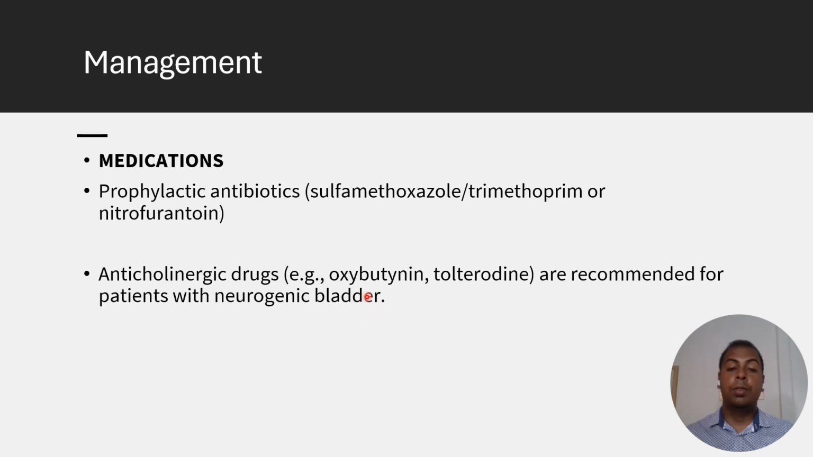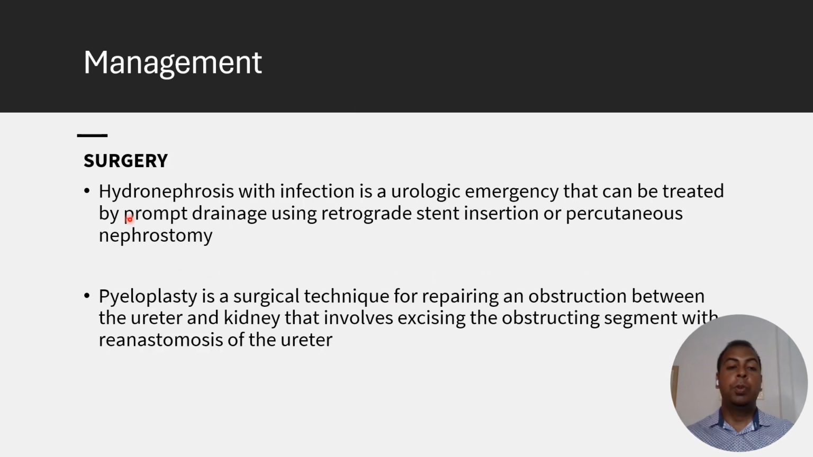Anticholinergic drugs like oxybutynin and tolterodine could be used to relax the bladder in patients with neurogenic bladder if that's the cause of hydronephrosis. All right, so surgical management. Hydronephrosis with infection is a urologic emergency because that would predispose the patient to sepsis, which could be very deadly. So this is treated very promptly with either retrograde stent insertion or percutaneous nephrostomy. I explain these procedures in more detail on the next slide.